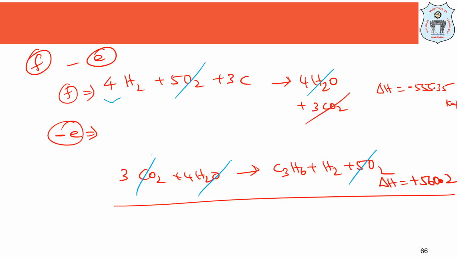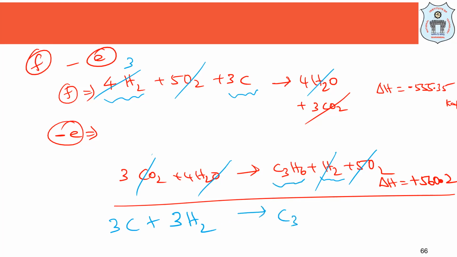You have 4H2 and you have 1H2 on the right-hand side. So how many H2 will be there on the left-hand side then? We are going to have 3H2 on the left-hand side. Okay, so this is 1, we are going to have 3. Then it is left out 3C. So 3C plus 3H2 giving 1 mole of C3H6.